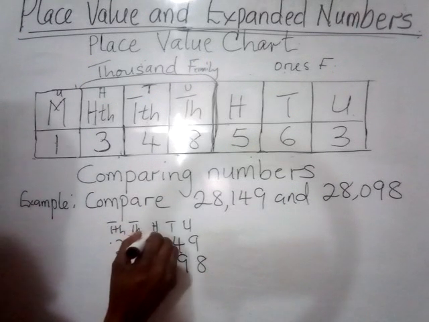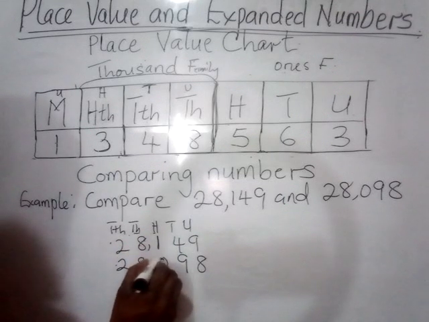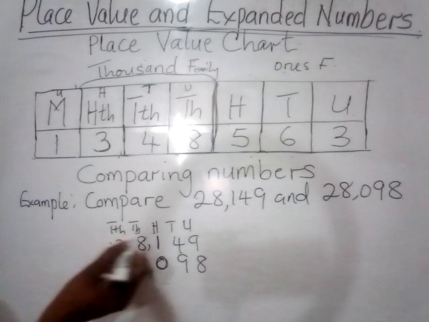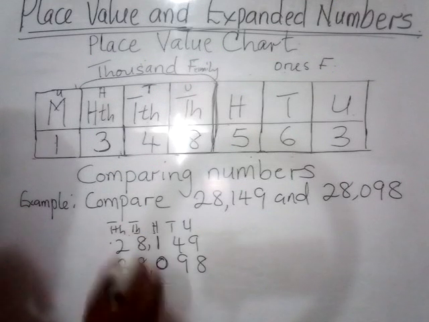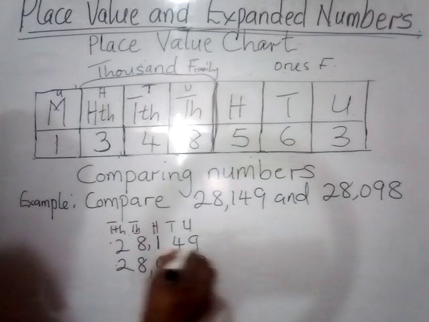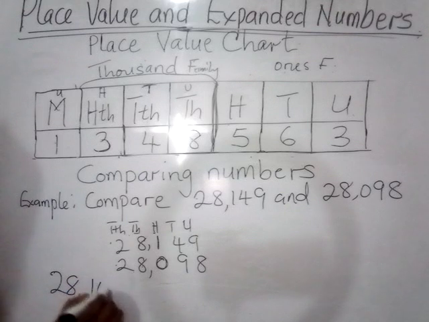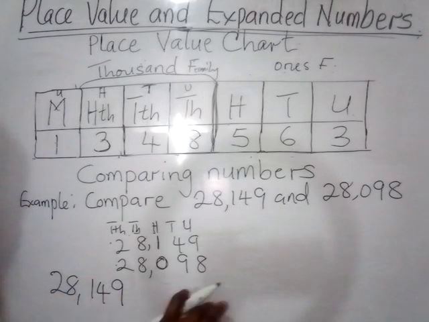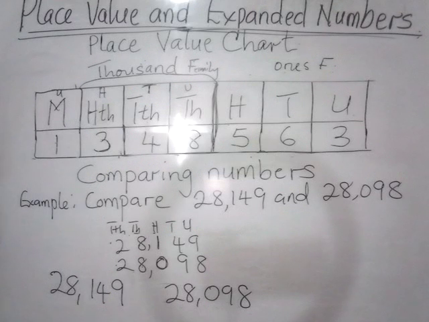Next, we go to the next position, which is 100. In hundreds, you find that one has the digit 1, the other has the digit 0. And we know that 1 is larger than 0. We come to the end of our exploration. You are going no further. So you have found 1 is bigger here in the position of 100 than the other. That simply means that this first number, 28,149, is bigger than 28,098.